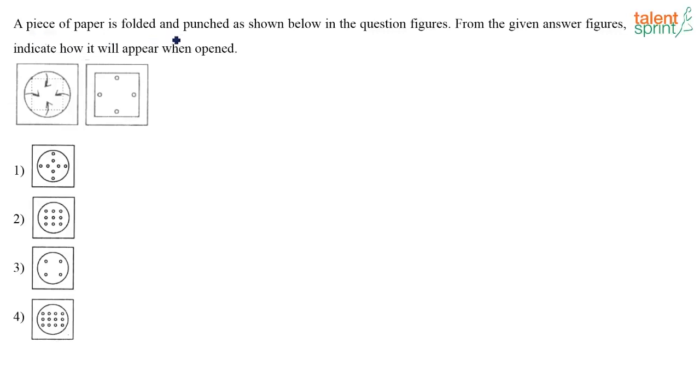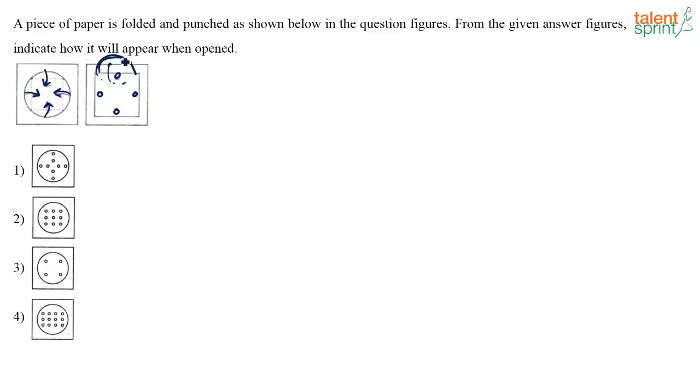A piece of paper is folded and punched as shown below in the question figure. From the answer figure, indicate how it will appear when opened. So what's happening? This end is being folded like this. This end is being folded like this. This end is being folded. And after it is folded, they are punching a hole here. Now, how will you open it? This is a fold basically here, right? There is a fold here like this. So when I open this out, how will my figure look?